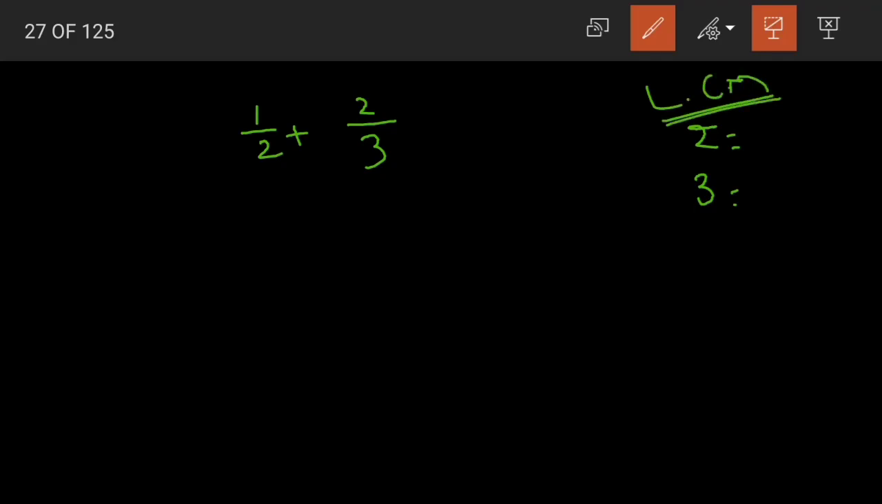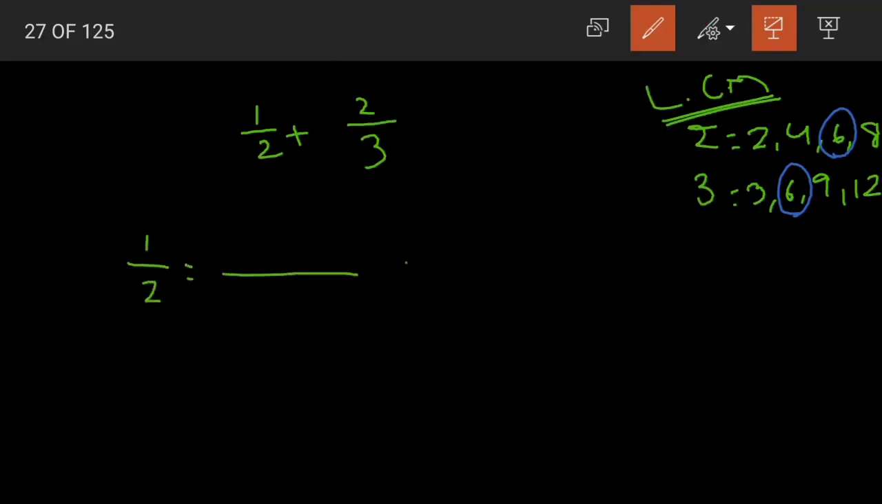So let us write the multiples of 2 and 3. 2, 4, 6, 8. 3, 6, 9, 12. If we observe here, we've got our least common multiple, that is nothing but 6. So 6 is the LCM of our denominators 2 comma 3.